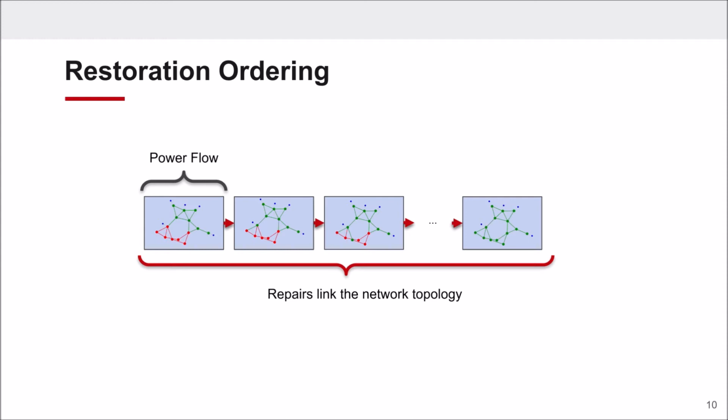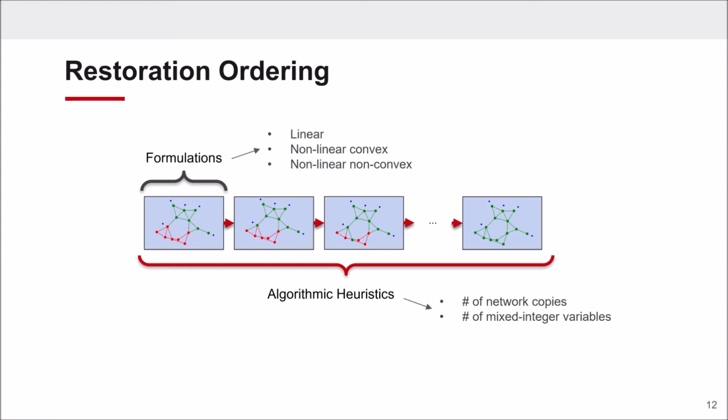All these topologies are linked by the previous repairs that have been done, and they all have a copy of those network flow variables that exist in every single network. Essentially, more repairs means more copies of networks, and each individual network can be challenging depending on how difficult that power flow is. So we can look at these formulations that represent each network and potentially look at algorithmic heuristics that affect how many repairs we have to consider at once, and again, how challenging that is. And a significant portion of those algorithmic heuristics is considering how many copies of the network, but also the number of mixed integer variables that represent those repair decisions to be made.